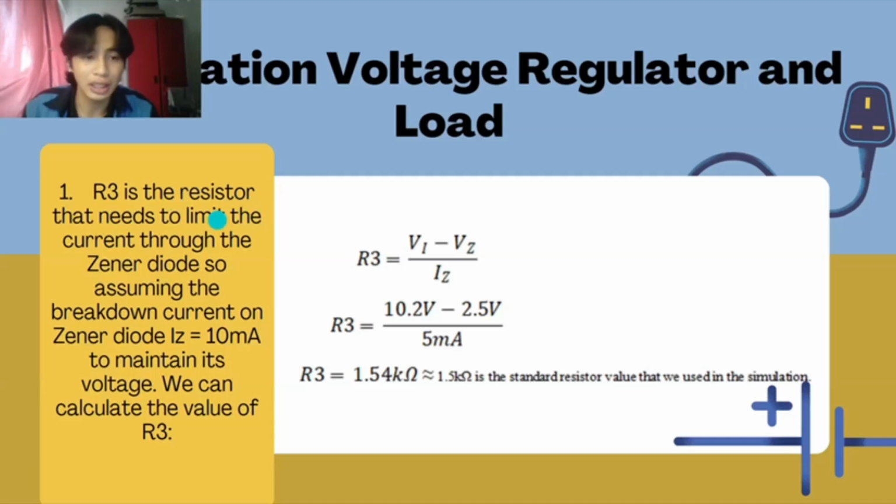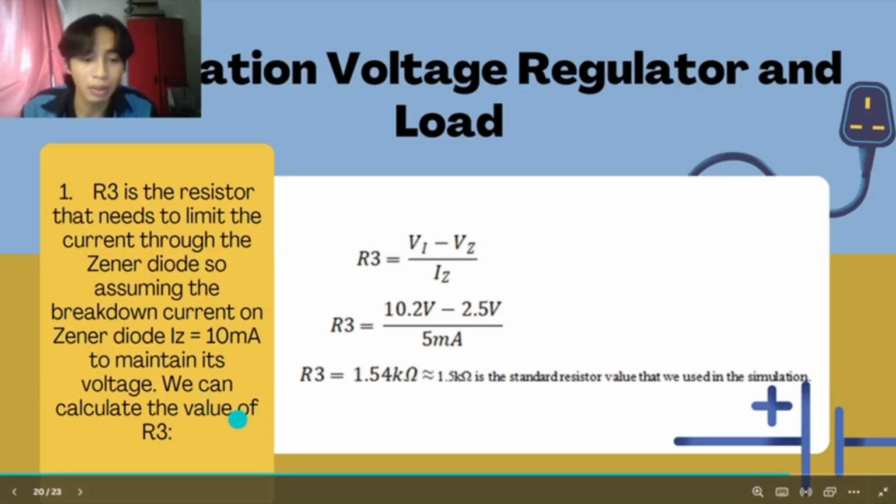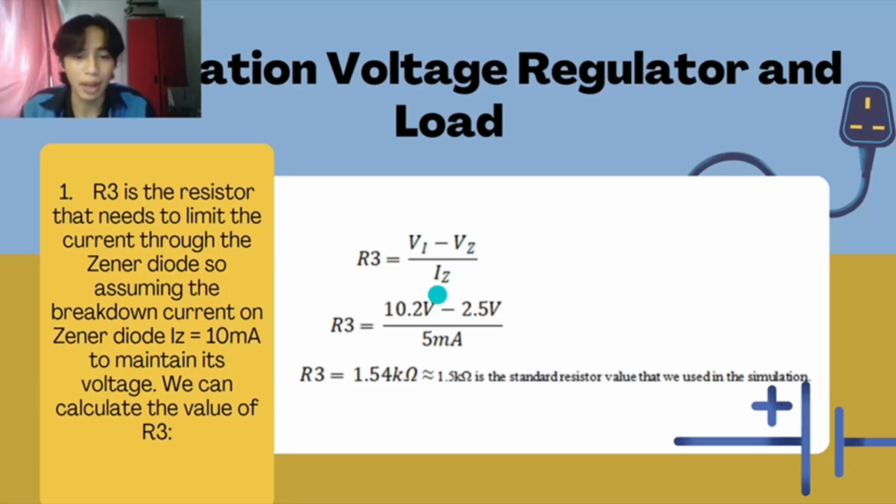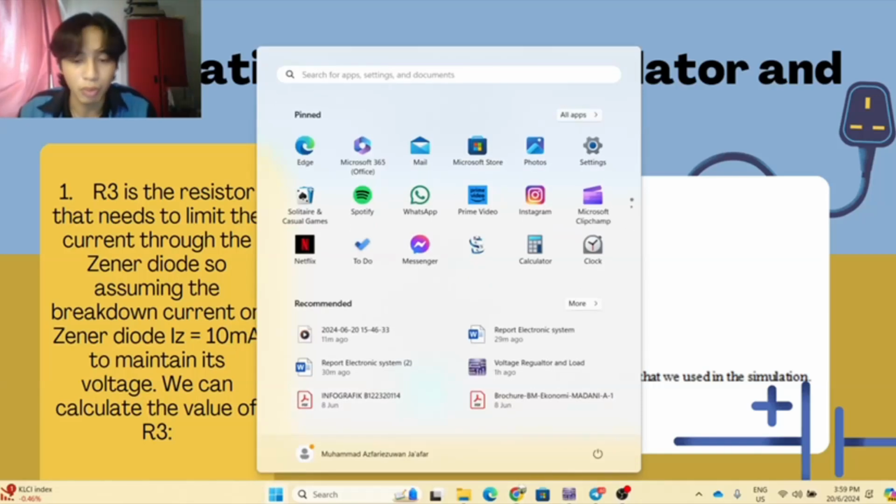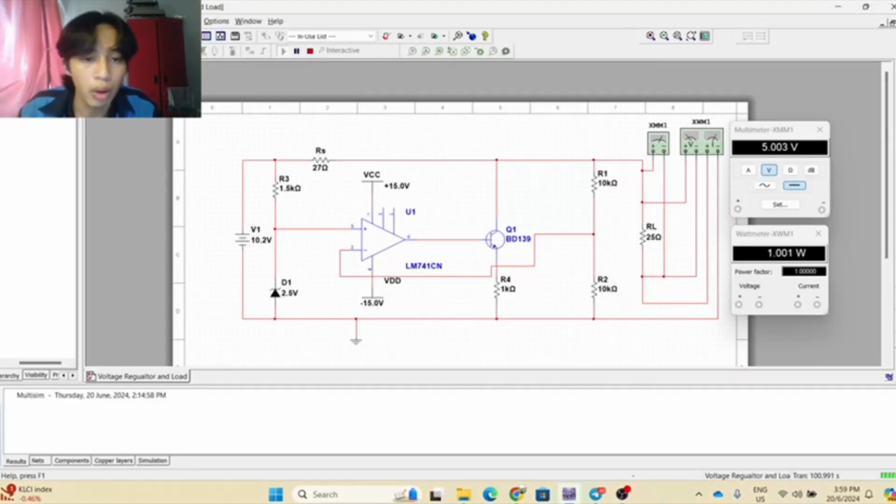R3 is the resistor that limits the current through the Zener diode. So assuming the breakdown current on the Zener diode IZ equals 5 milliampere, to maintain its voltage, we can calculate the value of R3. R3 is equal to Vin minus VZ divided by IZ. So 10.2 volts minus 2.5 volts over 5 milliampere. So R3 we get 1.54 kilo ohm. But for the Multisim simulation we use 1.5 kilo ohm.